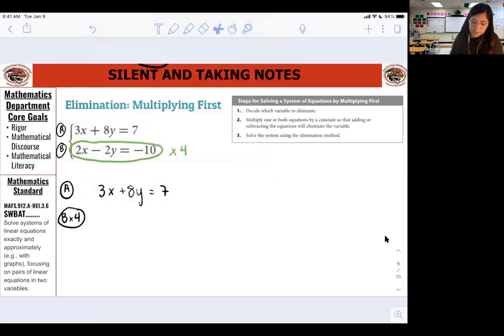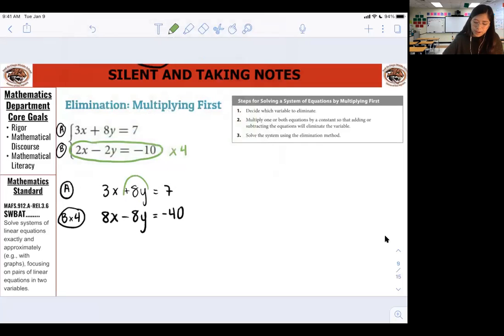So going straight across, 2 times 4, 8. 8x. -2 times 4, -8y. And then -10 times 4, -40. So what happened? What did we create? Opposite coefficients. We created opposite coefficients for our y values.